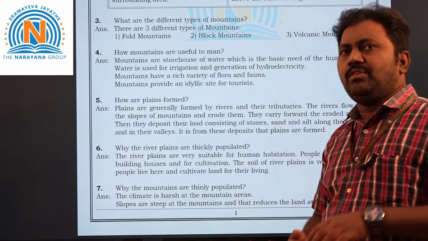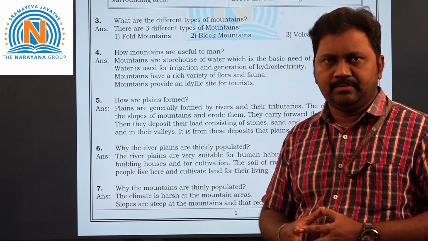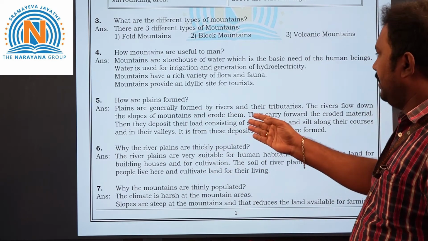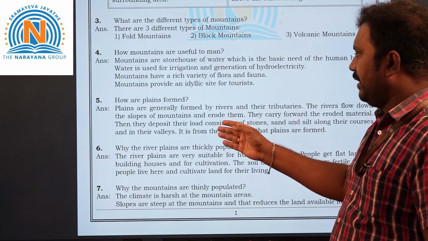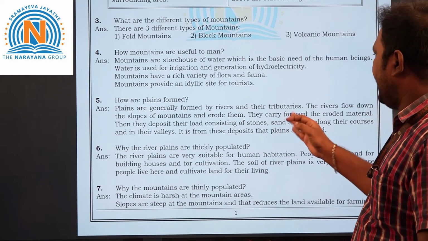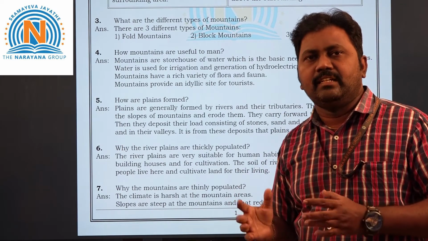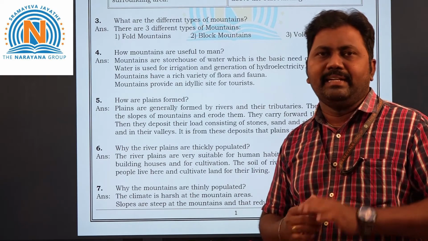Generally, plains form due to the action of the rivers and their tributaries. See the answer here: plains are generally formed by the rivers and their tributaries. The rivers flow down the slopes of mountains and erode them. They carry forward the eroded material, children. Eroded material here means sand, stones, and some silt and clay material.